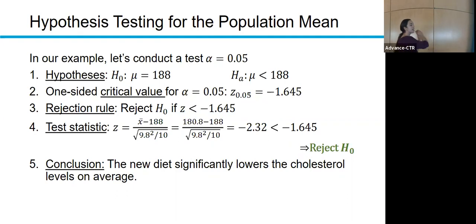So if we're again imagining that curve shape, the test statistic that we found for our sample is so far to the left that the probability of observing that value is pretty low, and that's enough evidence to reject the null. So the conclusion of this hypothesis test is that it seems like there is enough evidence based on our sample to conclude that the new diet significantly lowers cholesterol levels.